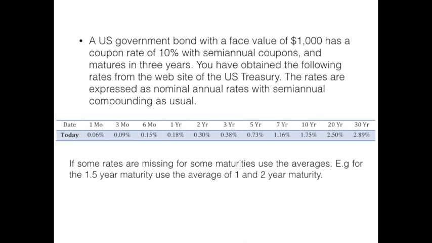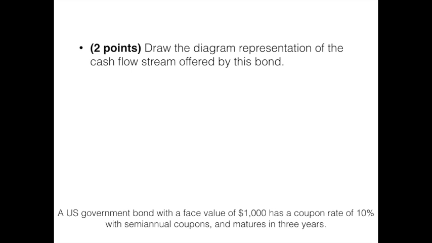Okay, again, you have a problem where you need to calculate the price of a US government bond. You are presented with a table which contains the term structure of interest rates, and you are given a description of a bond. And I ask you, first, draw the diagram representation of the cash flow stream offered by this bond. This is a $1,000 bond.